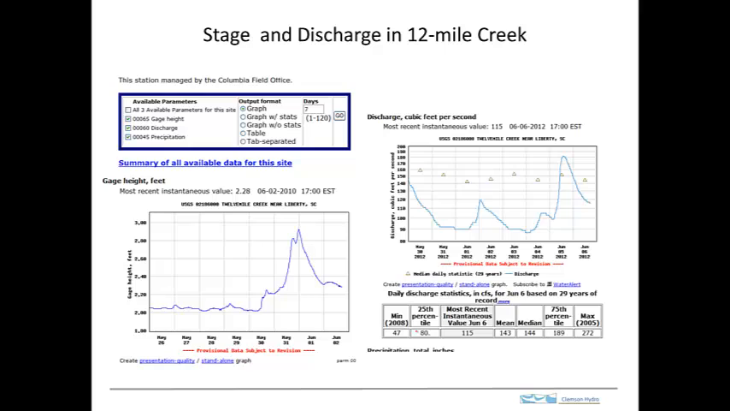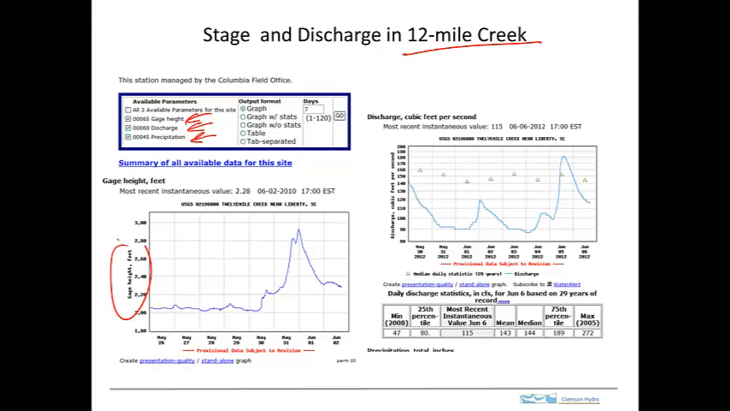So there are two USGS gauging stations close to Clemson, and one of them is on 12 Mile Creek, the other is on 18 Mile Creek. And here's an example of some of the data from the one on 12 Mile Creek. This header here shows that the gauge height, or the stage of the stream, the discharge, the volumetric flow rate, and precipitation are all available from this site.